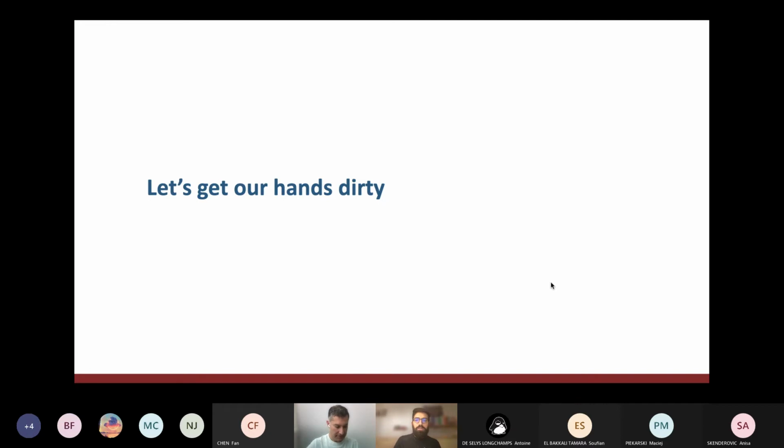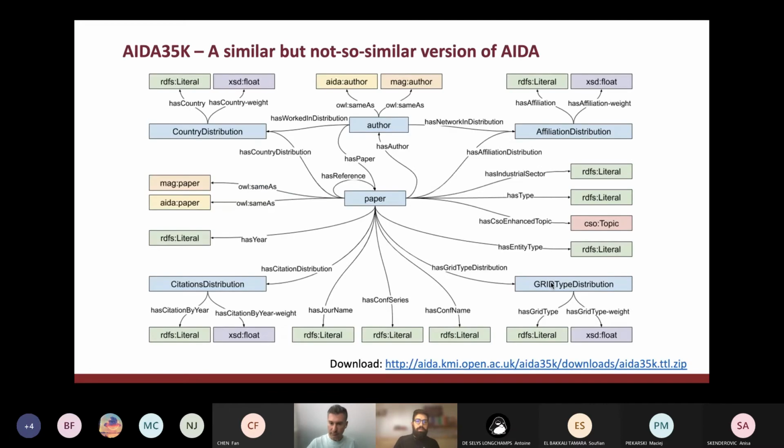Okay. Thank you. So let's get our hands dirty. We are going to practice a little bit today with something that I call AIDA 35K. It's similar to AIDA, but not so similar, because it has got some additional information and some information has been taken away. So it's a differently shaped version of AIDA. And this is the schema.